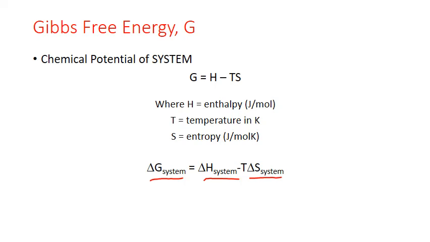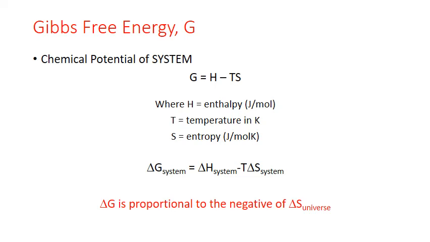You might notice that this is similar to our definition of the change in entropy of the universe that we used in previous PowerPoints. But there's one important difference. It turns out that the change in Gibbs free energy is proportional to the negative of the entropy change of the universe. In other words, when the entropy change of the universe is positive, when it increases, the change in Gibbs free energy for a chemical system will be negative. It will decrease.